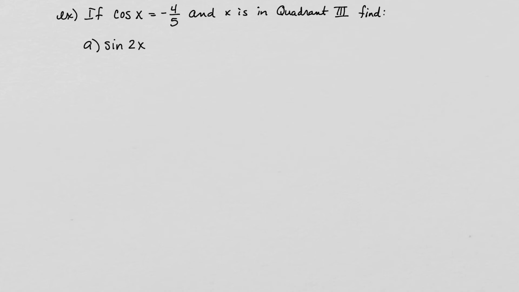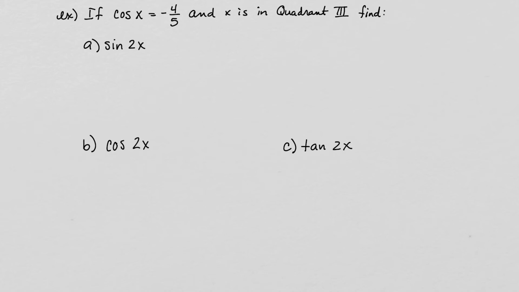The first thing we're going to find is the sine of 2x. I'm going to leave a little bit of room here between these. The second thing we're going to find is the cosine of 2x. We also want to find the tangent of 2x. So I want to find these three things: the sine of 2x, the cosine of 2x, and the tangent of 2x. Those are all formulas that are on that trig identity sheet.